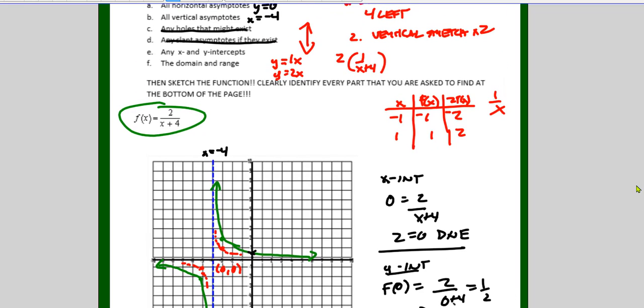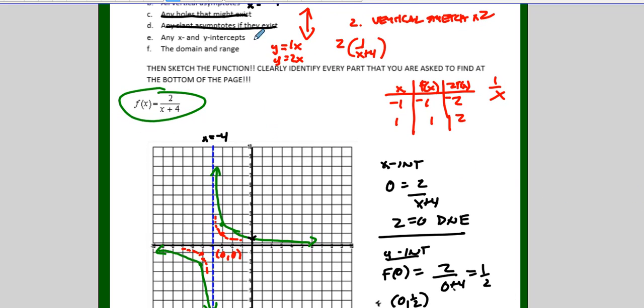Okay? So finally, domain and range. Well, the domain is negative infinity, and then it breaks at negative 4 this time. So it's going to be negative infinity to negative 4, not including negative 4, union, then it starts again right after negative 4, so it's negative 4 to infinity. The range is going to be negative infinity because you're coming up here, and then it breaks at 0. So the range is going to be negative infinity to 0, union 0 to positive infinity.